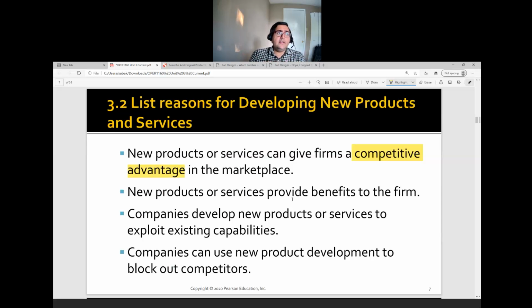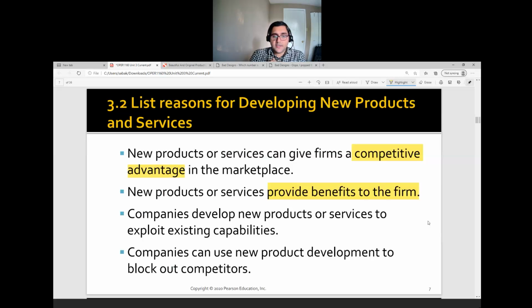The same is the case with Microsoft or any company which you can think of which is successful will always be having these new products coming up in the market. The focus is to establish the competitive advantage. The second reason for this is to provide benefits to the firm.